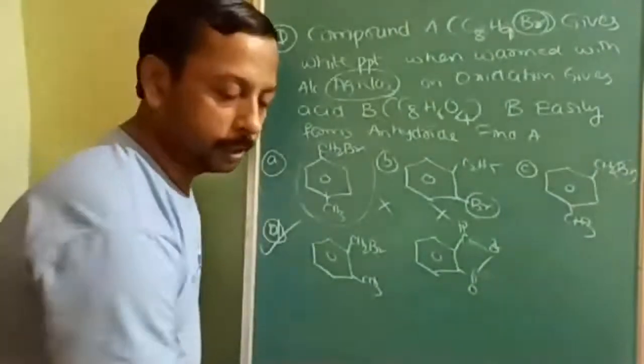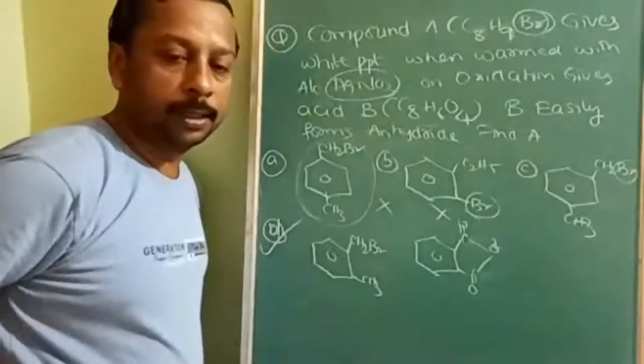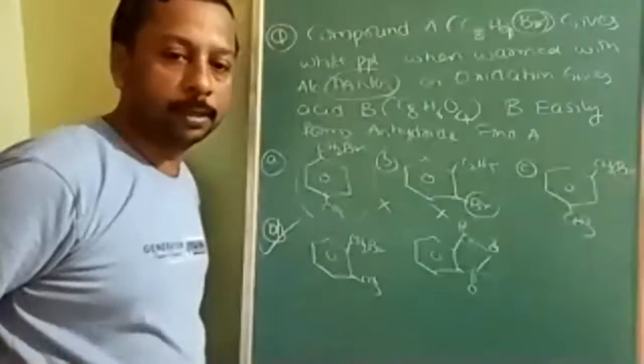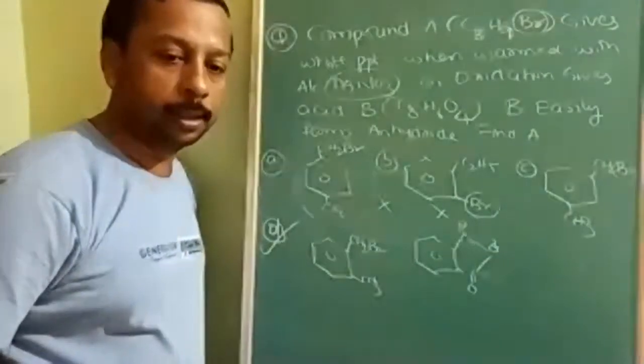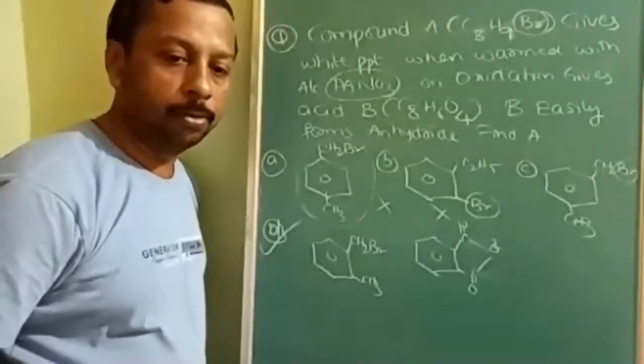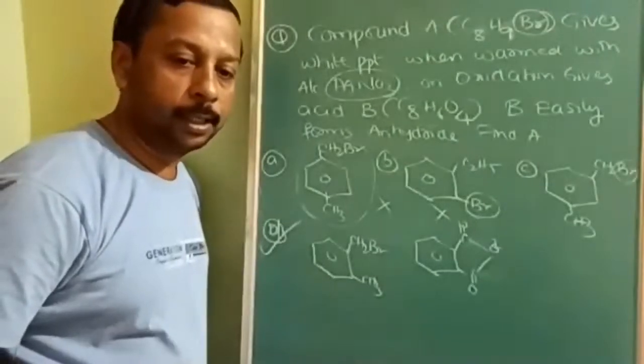Phthalic anhydride. Okay. So all conditions are satisfied by structure D. So that's why, what is the answer? D is the correct answer. Okay. How to verify with options? Condition, is it understood?